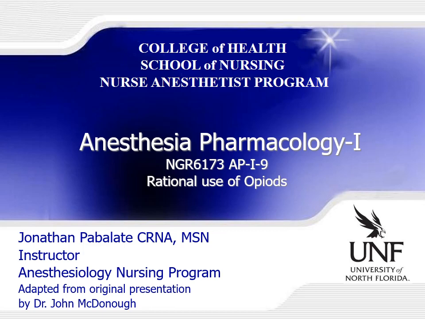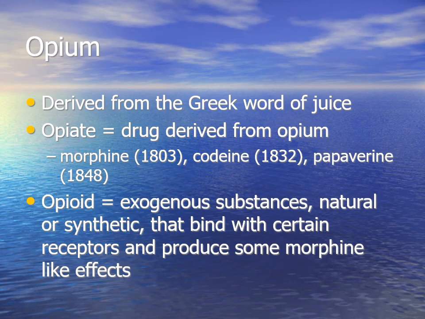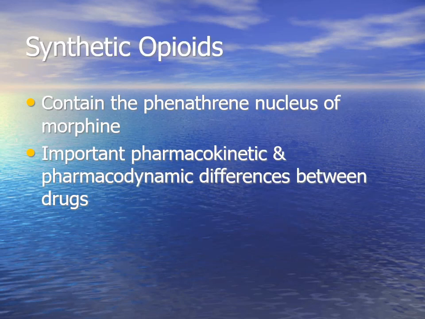Pharmacology. I adapted this from Dr. McDonough's history. The difference between opiates and opioids: one's synthetic, one's the original. So you remember the poppy trail from the Asian Far East. That's how they began their conquering of the world, and it still maintains today. Synthetic opioids today contain a phenanthrene nucleus of morphine. But there are important differences between the two of them.